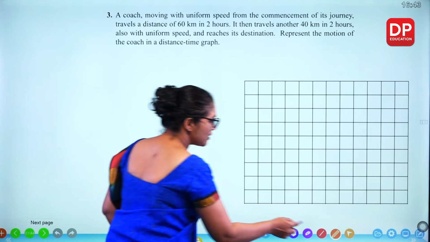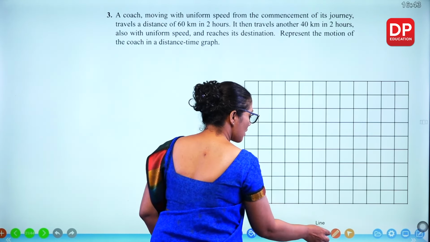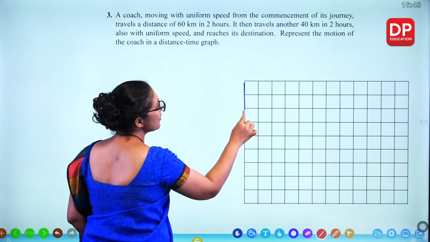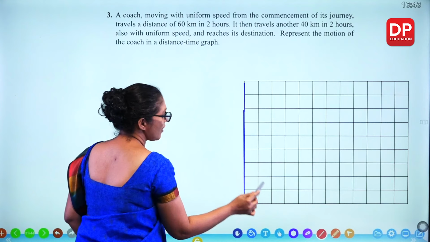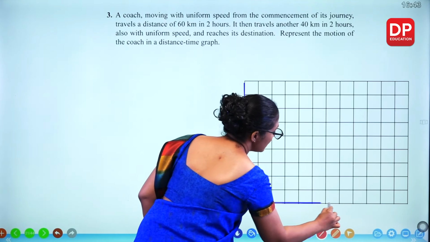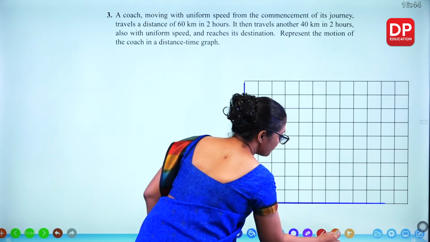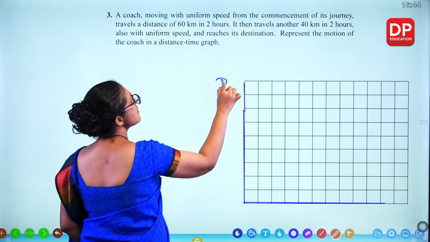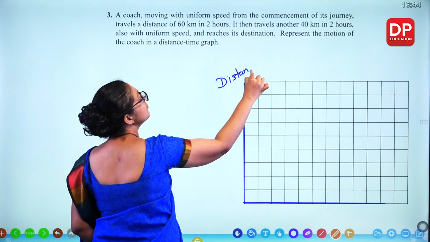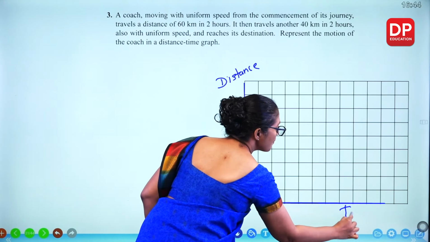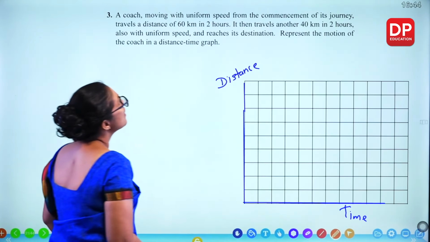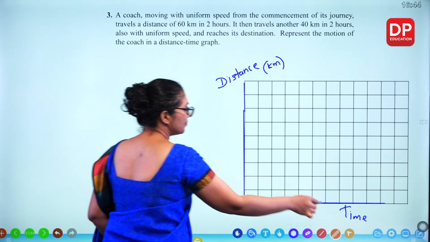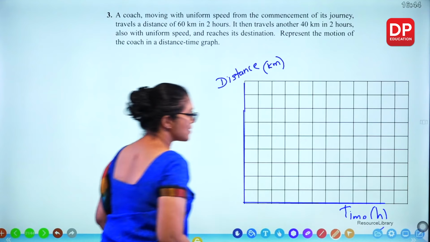So when you are drawing a distance time graph, what's the y-axis? Y-axis is the distance. And what's the x-axis? X-axis is the time. Now we'll label. This is distance and this is time. What's the unit? Distance in kilometers and time in hours.